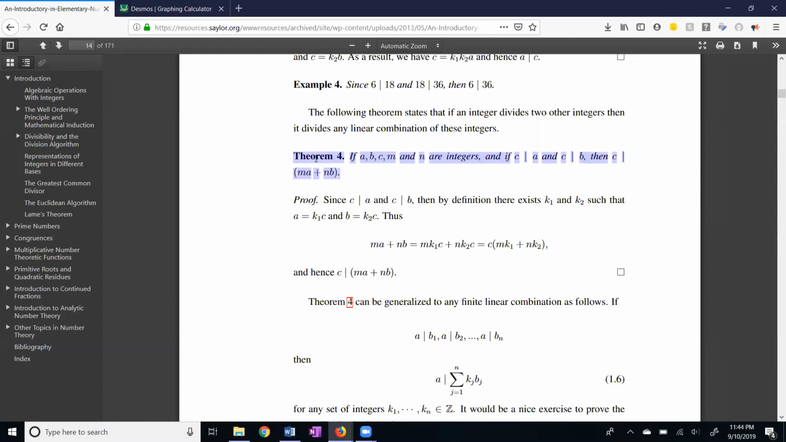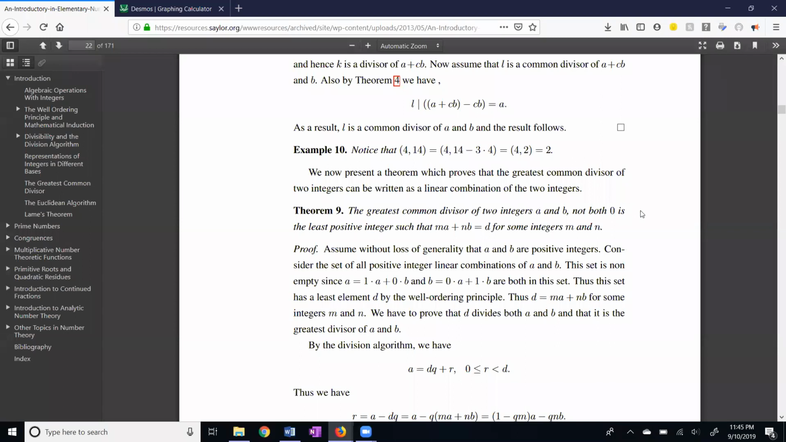Now I would like to go forward to Bezout's theorem. Theorem 9 is Bezout's theorem. This is a 3-star theorem in our course. The greatest common divisor of two integers, a and b, not both 0, is the least positive integer d such that we can write a linear combination of a and b, ma plus nb is equal to d. And if they happen to be relatively prime, the greatest common divisor is 1, then I can write ma plus nb equals 1.